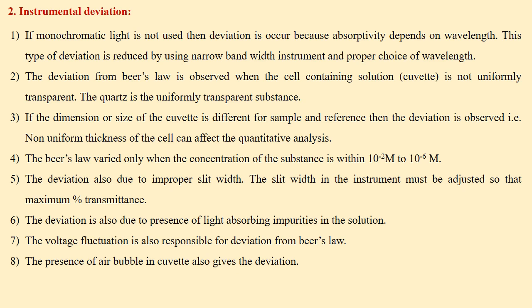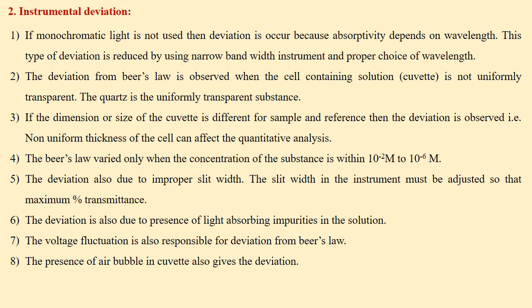Now after chemical deviation, deviation in Beer's law is also observed due to some instrumental conditions. First of all, it is necessary that the light should be monochromatic. If monochromatic light is not used, then deviation is observed because absorptivity depends on wavelength. This type of deviation is reduced by using a narrow bandwidth instrument or proper choice of wavelength.